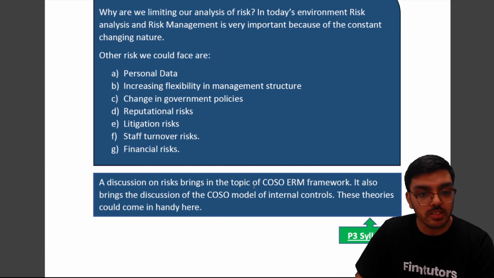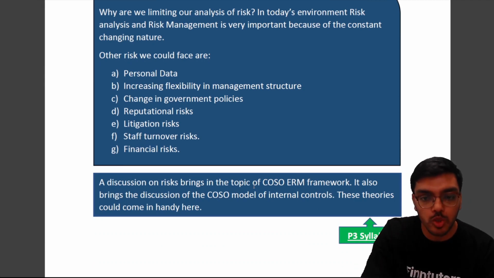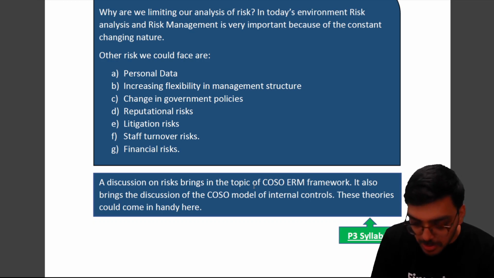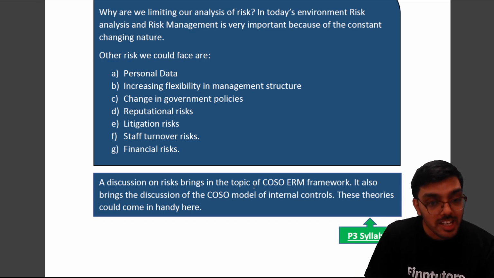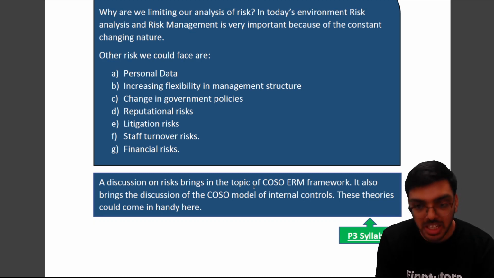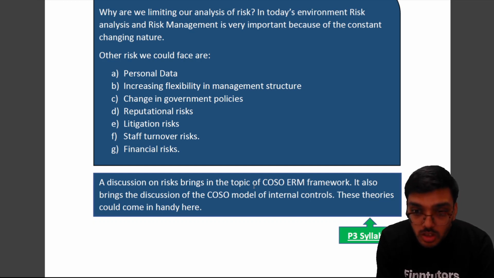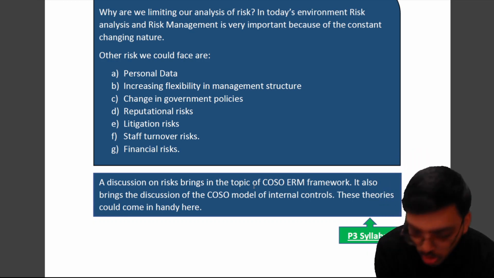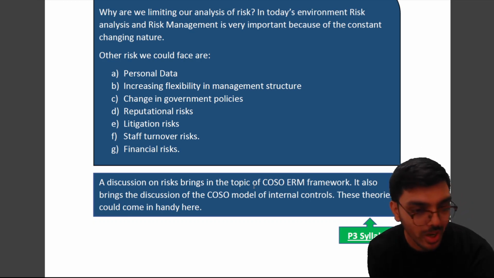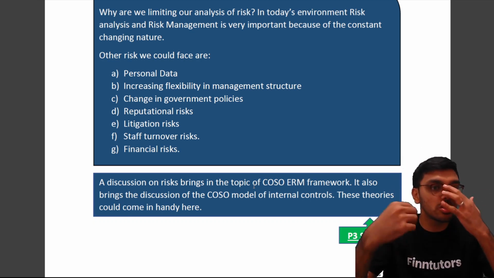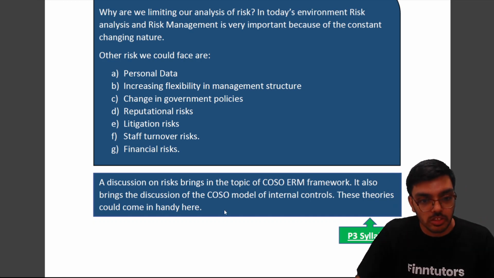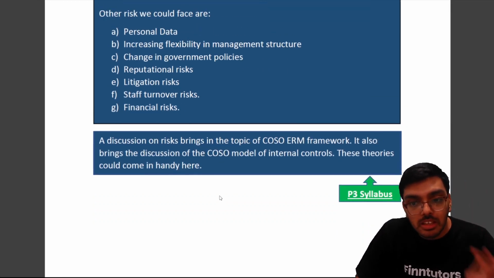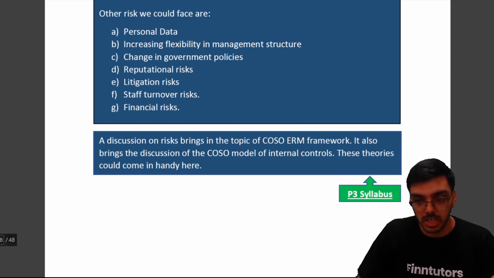Now, a discussion on risks brings in the topic of the COSO ERM framework, Enterprise Risk Management. It has been taught in your P3 syllabus in the beginning chapters. It also brings in the discussion of the COSO model of internal controls, because when you talk about risk, you have to talk about controls. These theories could come in very handy when you're dealing with a risk management framework question or an internal control management framework question. You can use these theories to start your answer, to start your explanations. And these are in your P3 syllabus very, very well explained.